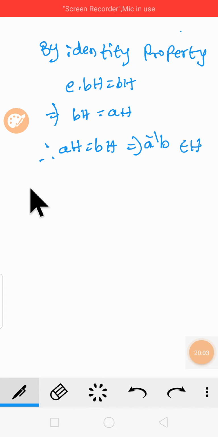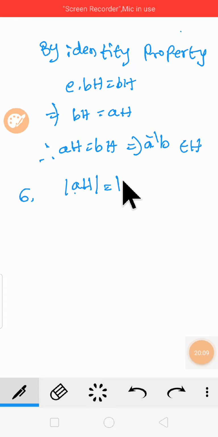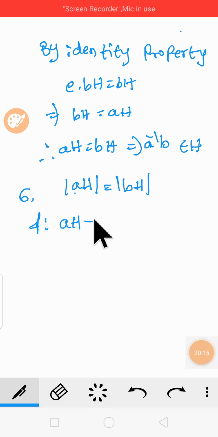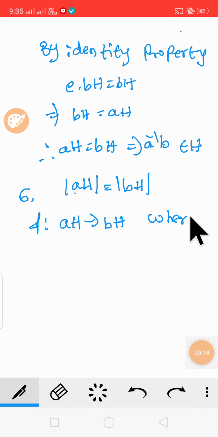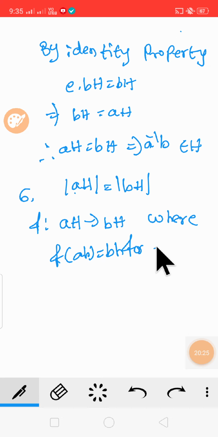Next property. To prove that the order of aH equals the order of bH, here we take the mapping f from aH to bH, where f of a h equals b h for a, b belonging to G.